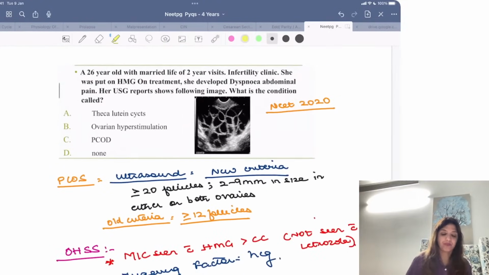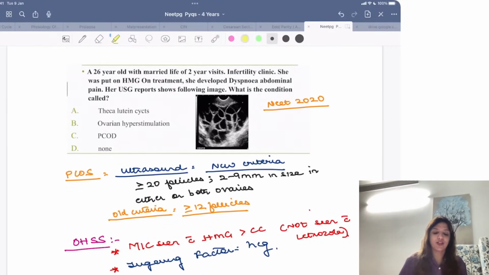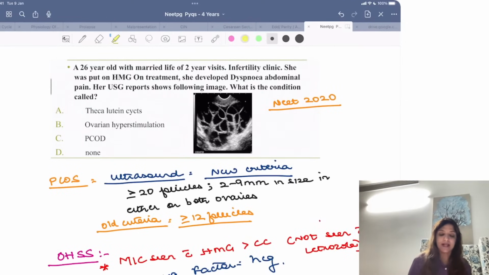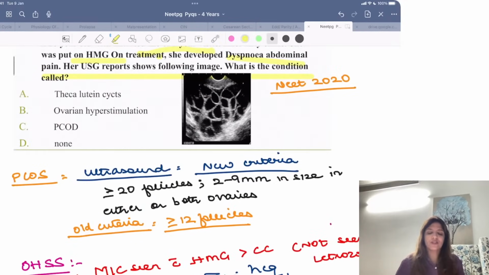Now, next question. In this question, they had shown you an ultrasound and they had said that a 26-year-old married female who had a married life of 2 years visits an infertility clinic. She is put on HMG. On treatment, she developed dyspnea, abdominal pain, and her ultrasound showed the following image. What is the condition called? Now, what you are seeing over here is multiple follicles, and these follicles are huge follicles. So multiple huge follicles means it is ovarian hyperstimulation syndrome because the patient was using HMG.